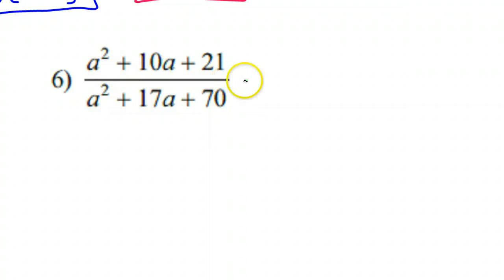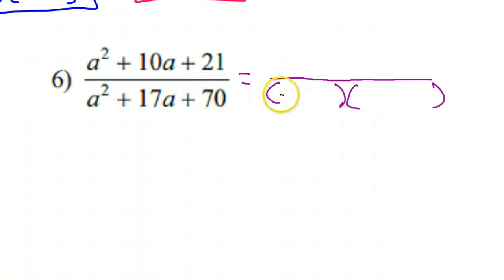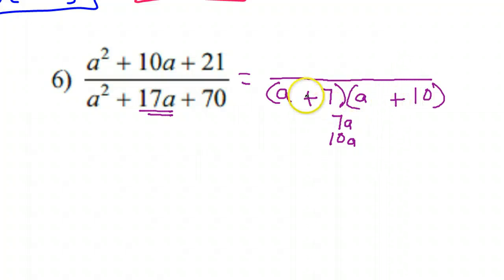All right, I see some factorization in our future here. In the denominator, a squared is a times a. 70: there are other things that can happen, but it's definitely 7 times 10, which looks promising because of the 17. You know how we always say inner plus outer has to give you the middle? Well, 7 plus 10 does make 17. So all I need is for everything to be positive, and I am a winner. And positive 7 times positive 10 is positive 70. So that is how you factor the denominator.